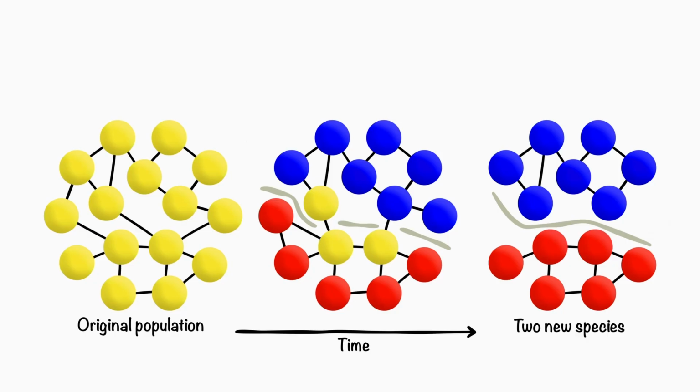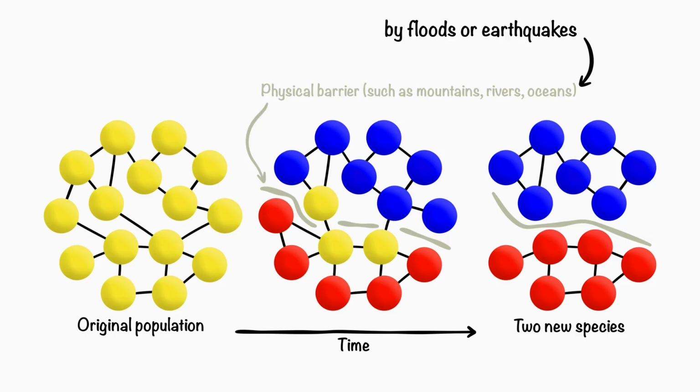How does this happen? It starts with isolation, where populations of a species become separated, often due to a physical barrier appearing between them. For example, floods and earthquakes can create barriers that geographically isolate some individuals from the main population. Mountains rising up, rivers changing course, or even roads in cities can separate populations.